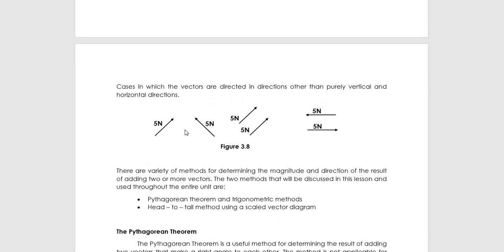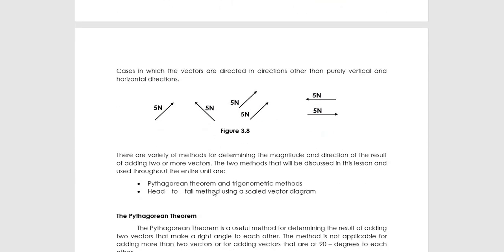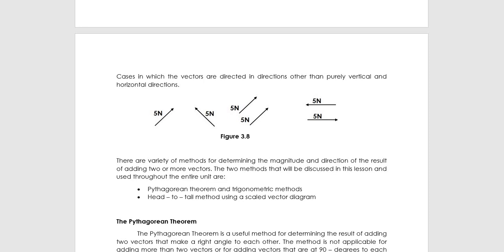So in computing these vectors, we are using variety of methods, such as the Pythagorean Theorem and trigonometric methods, and head-to-tail method using the scaled vector diagram. Yung kanina natin ginawa, yung pag-a-add lang kanina natin dito sa taas, that is the head-to-tail method. But the Pythagorean Theorem and the trigonometric methods, ayun yung susunod nating i-discuss. Okay?